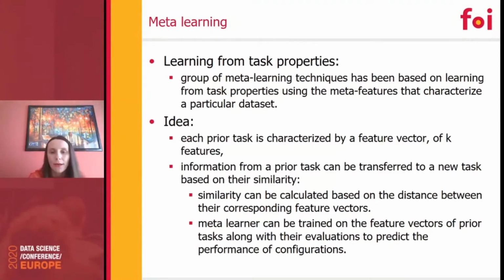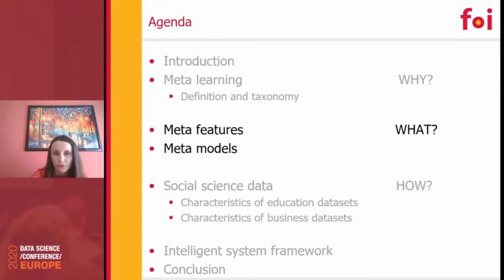Information from a past task can be transferred to a new task based on similarity between the tasks. So similarity can be calculated based on some of the distance measures, and meta-learner can be trained on the feature vectors of prior tasks, along with their evaluations to predict the performance of configurations.